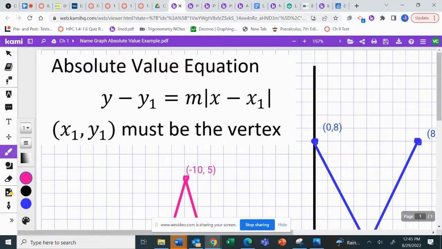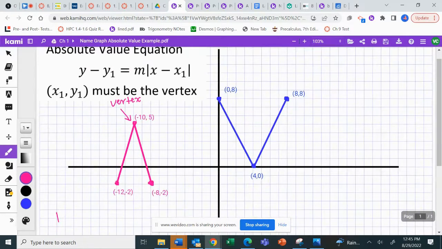If you don't know what the vertex of the absolute value graph is, it's the point where the two sides of that V meet. That's the vertex. So the X1, Y1 has to be that vertex for this equation to work.